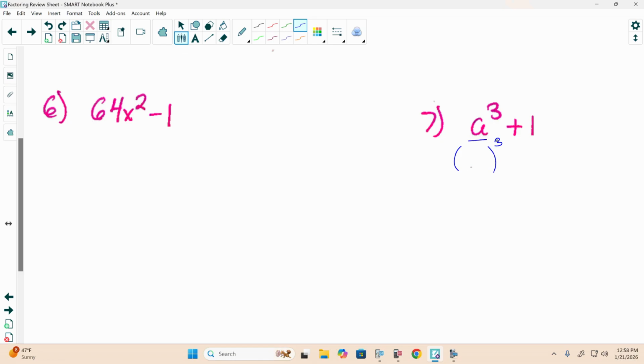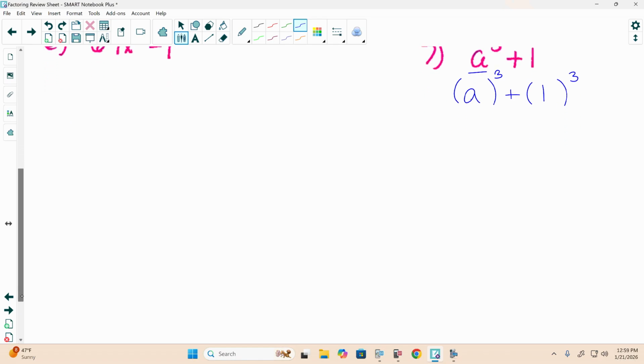Something times itself 3 times. And well, that would be a. Because a times itself 3 times would indeed be a cubed, yes? Now what times itself 3 times is 1? 1. Yep. It is the only number that is the same squared and cubed. If we took the square root of it or the cubed root of it, we get the same value. Really, if we took any root of 1, we get 1.